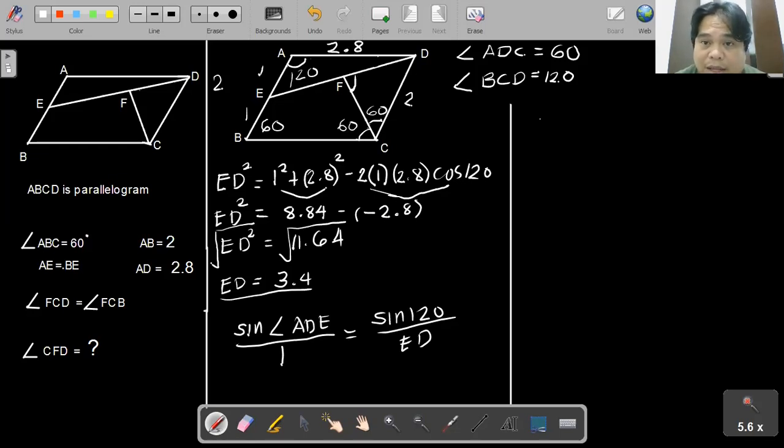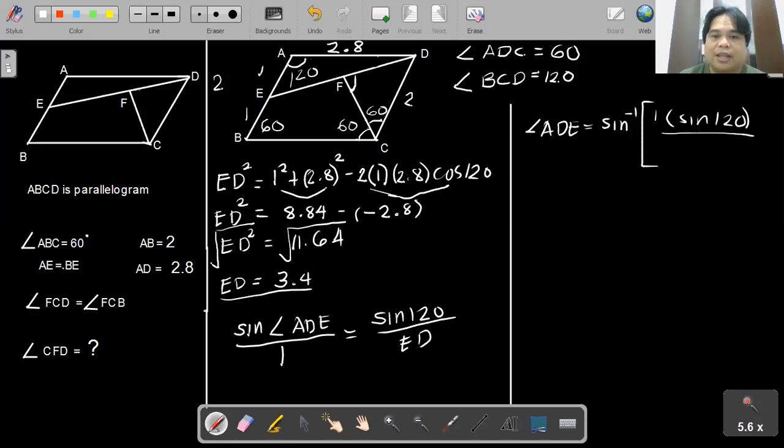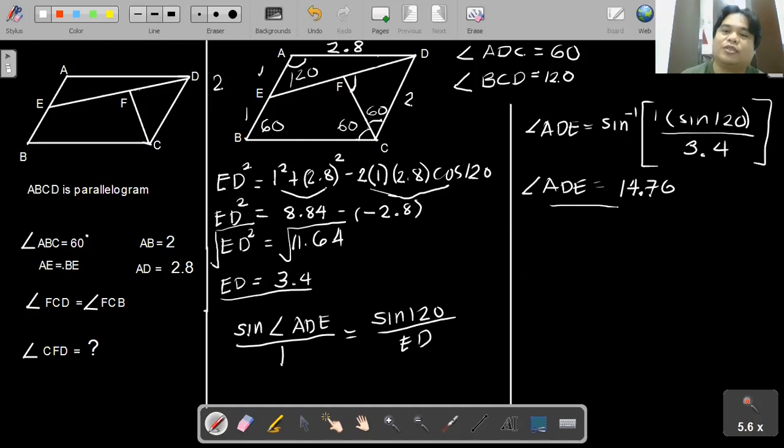So to solve for angle ADE, that's just the inverse sine of 1 multiplied by sine of 120, all over ED. ED being 3.4. You agree? All right. So by simplifying this, I already now have the angle ADE, which is 14.76. Okay, that's good. We have solved that one already.